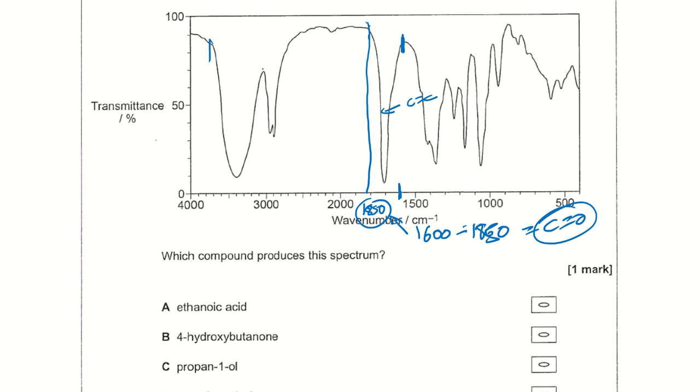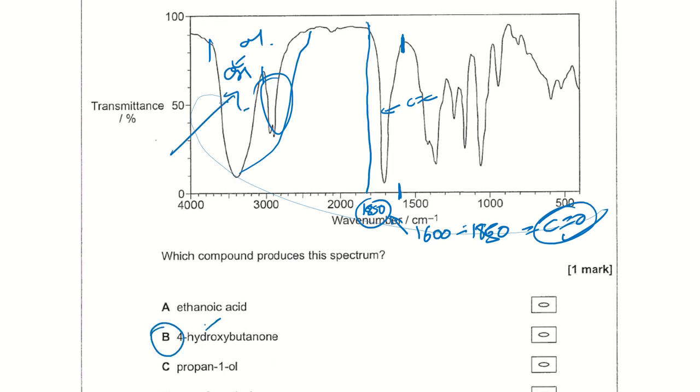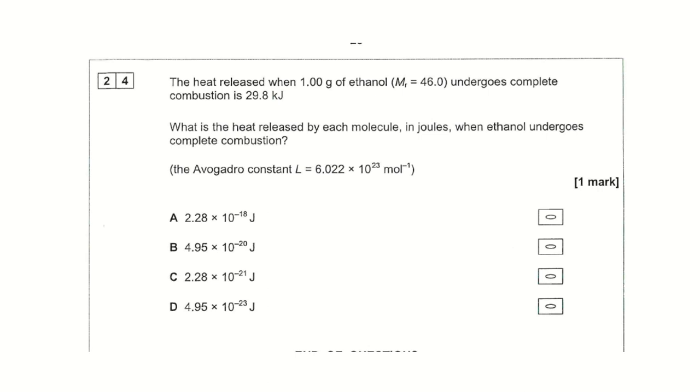This here then was an OH group, but it was an OH group from an alcohol, not a carboxylic acid. A carboxylic acid is much broader, runs down to about there, and incorporates the CH bond there. So this was something that had a carbon-oxygen double bond and an OH group from an alcohol. So it had to be B, 4-hydroxybutanone: hydroxy is the OH group, and butanone is the C=O. It's the only one that had both of those groups. It couldn't be ethanoic acid because the peak was not broad enough.